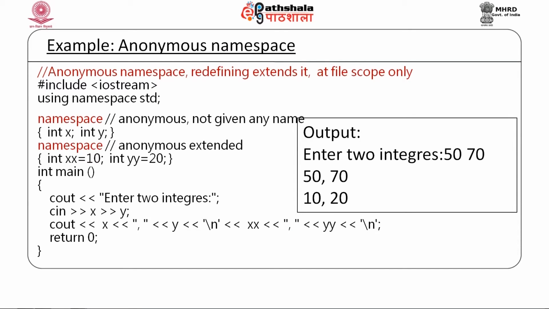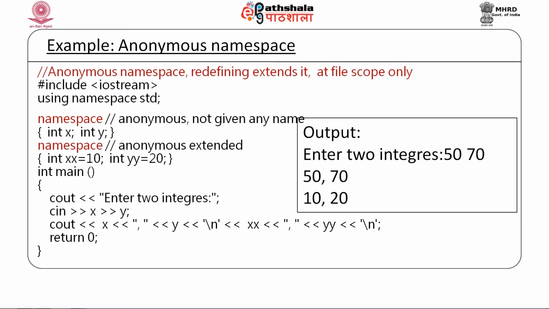In the example here, we have defined the first namespace without any name. That means, after namespace we are not giving any name, only the keyword namespace and then the body of the namespace. At the time of first creation, we have two variables x and y within the namespace. Now, later again when I say namespace without any name, and here the elements are xx and yy, in this case the previous anonymous namespace is extended, in the sense now we have 4 items in the anonymous namespace, in this case x, y, xx and yy.